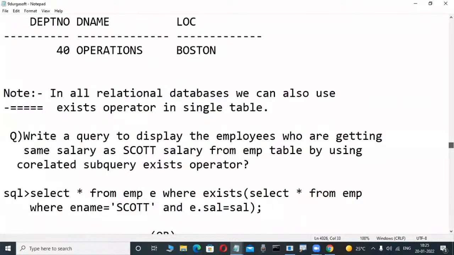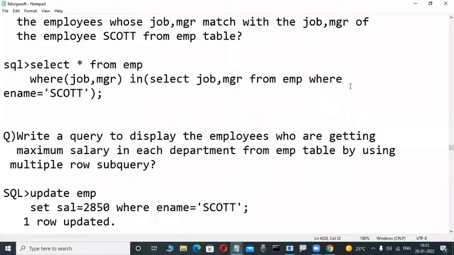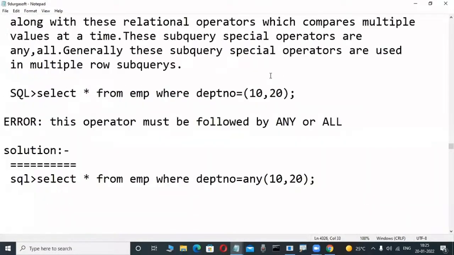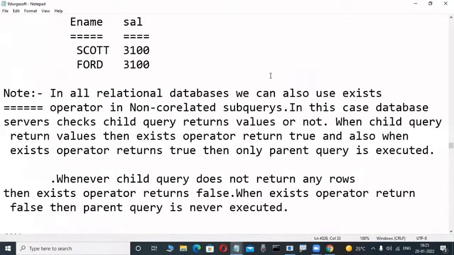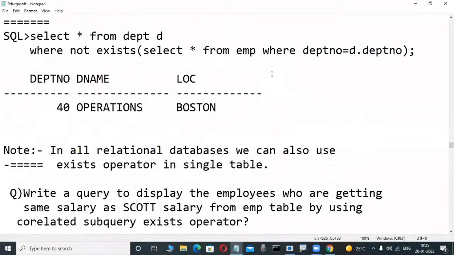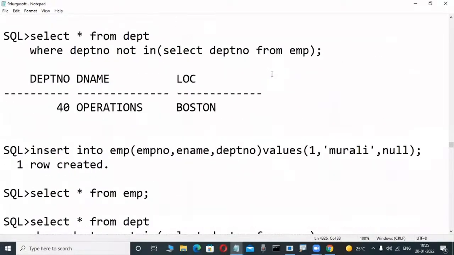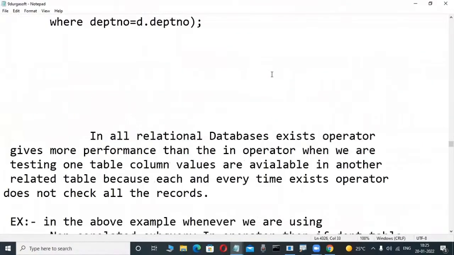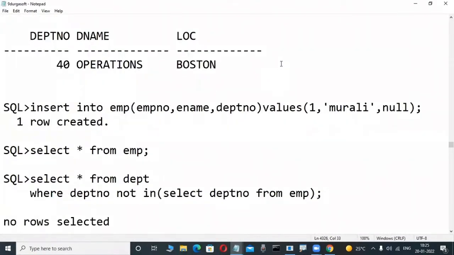Suppose you are attending an interview, so display the nth highest salary employee, second highest salary employee, delete duplicate rows. These types of things are there. We are learning all those things in our course only. Some queries are there. These are all the things we are familiar with.